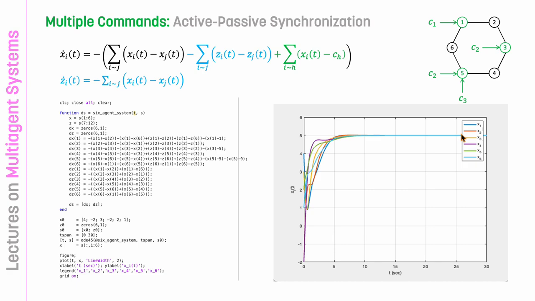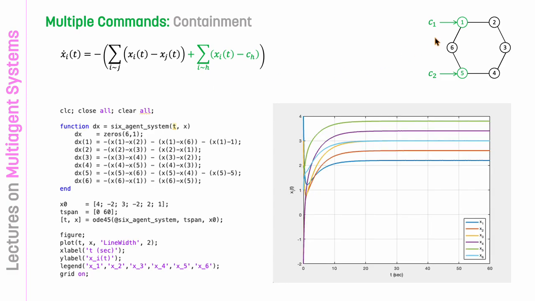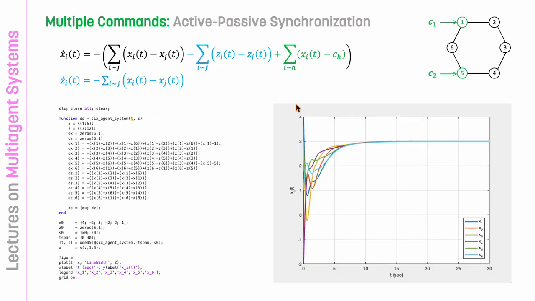Again, the idea of active-passive synchronization: you have multiple commands, but you don't want containment. If you throw out these blue terms, basically you will have this. You have multiple commands, and agents converge to the convex hull spanned by those of the leaders. This is the containment problem. But if you use active-passive synchronization, once you add these blue terms, agents no longer converge to the convex hull. They basically precisely converge to the average of the applied commands.